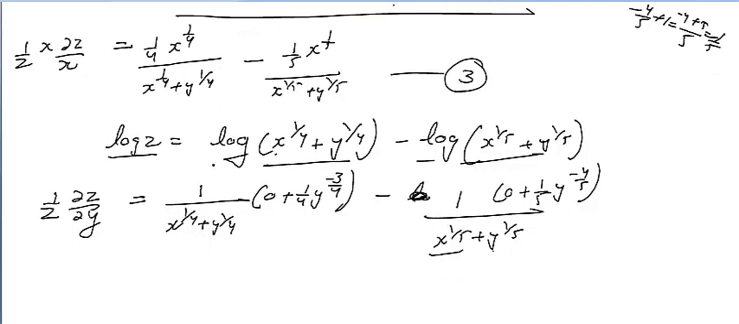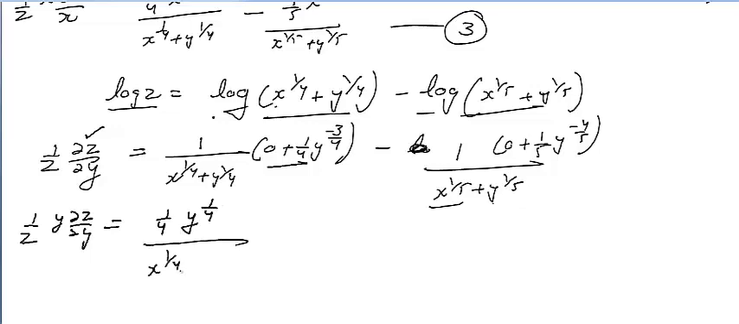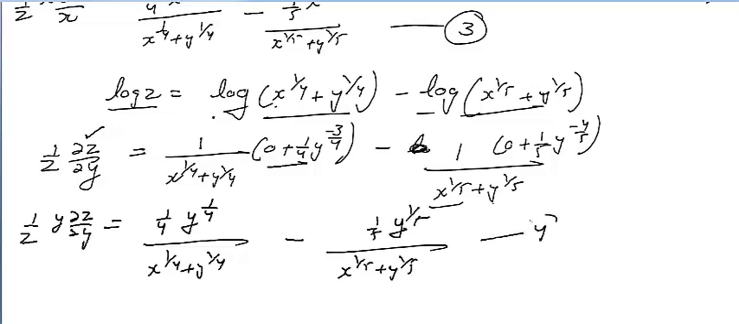So here, student, I need y curl z by curl y. So I will multiply 1 over z here, y curl z by curl y. Multiplying y on both sides, what you will get here: 1 by 4 y raised to power 1 by 4 upon x raised to power 1 by 4 plus y raised to power 1 by 4, minus x raised to power 1 by 5 plus y raised to power 1 by 5, here 1 by 5 y raised to power 1 by 5. So this is equation number 4.